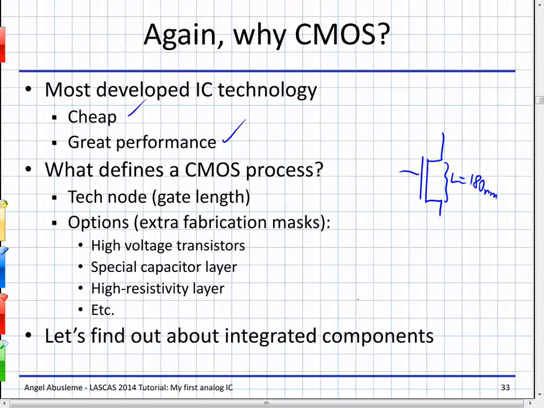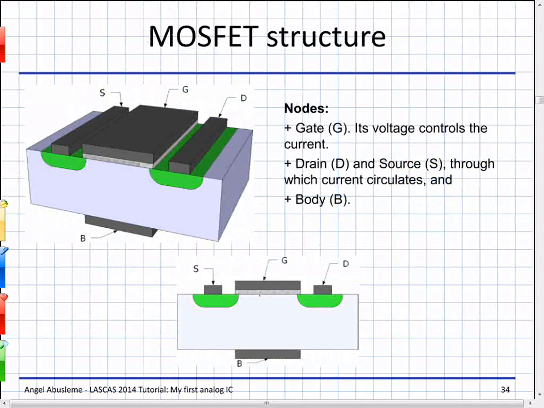So let's find out about integrated components. This is a MOSFET structure. Hope most of you are familiar with this. So we have here the substrate. We have these diffusions. This is usually a P substrate with N plus diffusions here. We have the gate oxide here, and we have the poly for the gate.